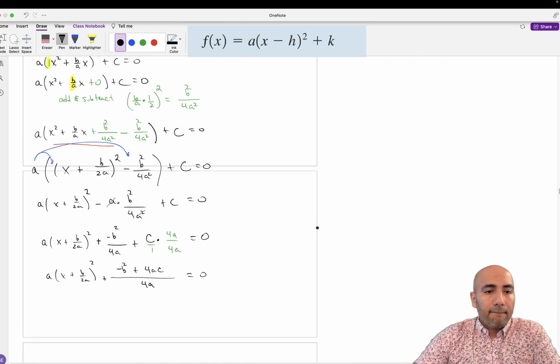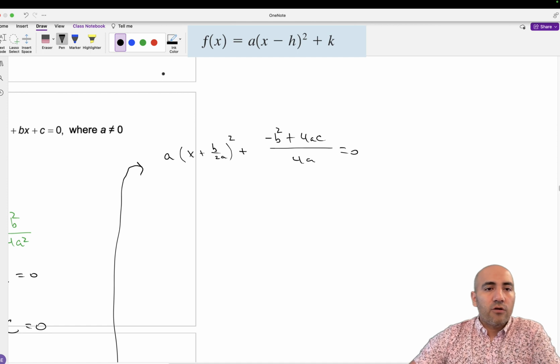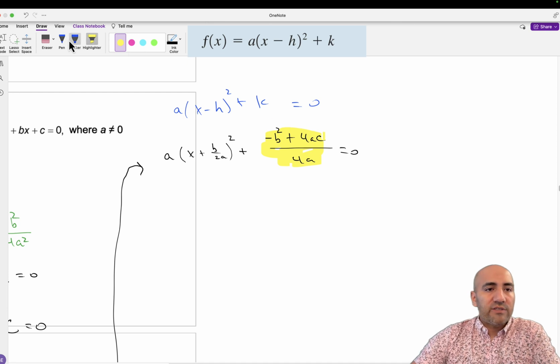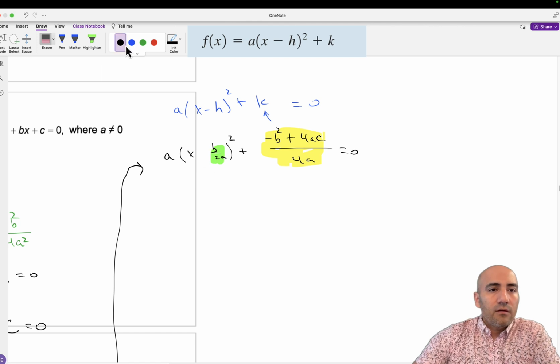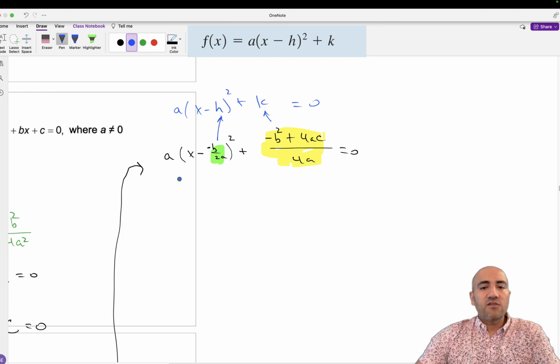Let me zoom out. So this fits the vertex form, right? Remember the vertex form was a times x minus h squared plus k equal to 0. Well, this crazy weird thing over here, there's no x's there. They're all numbers, right? So this whole thing represents the k, and then the b over 2a, well, minus b over 2a is equal to h. Let's write it that way. Minus, that way they turn into a plus like before. And so now minus b over 2a represents the h. And so it's in the vertex form, right?